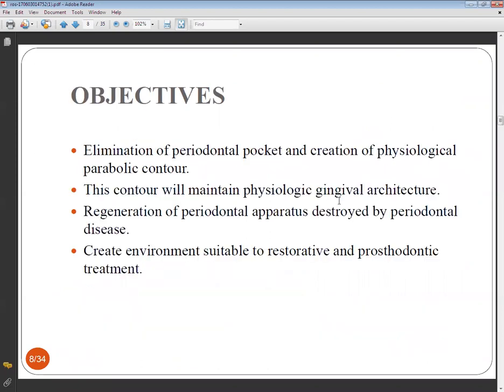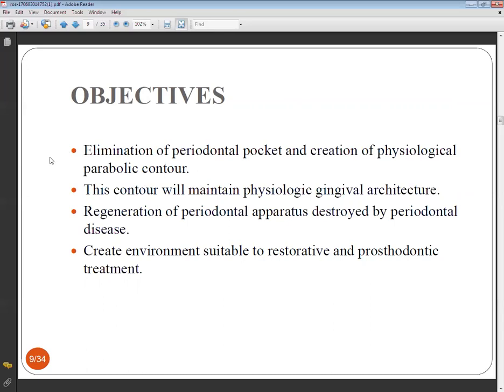What are the objectives of resective osseous surgery? Why will we go with resective osseous surgery? Basically to eliminate the periodontal pocket and to create a physiological parabolic bone contour. This parabolic positive architecture gives a physiological contour to your gingiva, the outer covering. Then to create an environment suitable for restorative or prosthodontic treatments. These are a few objectives of resective osseous surgery.